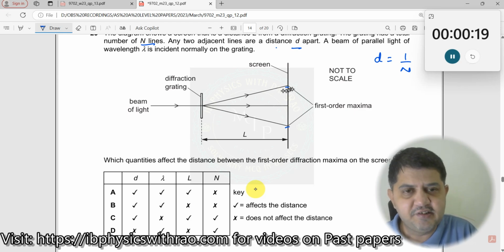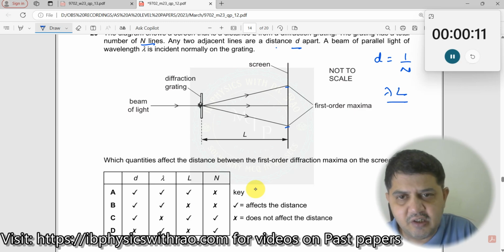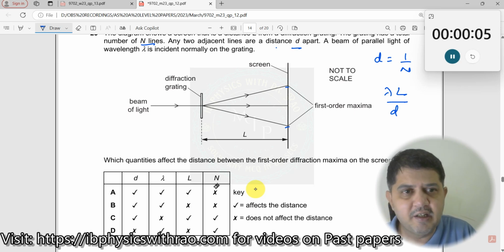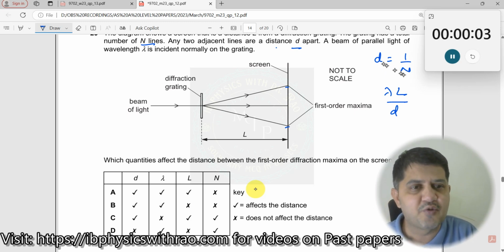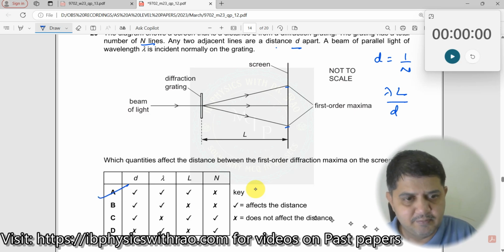So this depends on lambda, the distance between the slit and the screen, L, and it also depends upon the slit width, d, over here. Now let us see. It depends on d, lambda, and L. It does not depend on n because d is inversely proportional to n, so you can easily get it from here. Therefore, the answer is A over here.